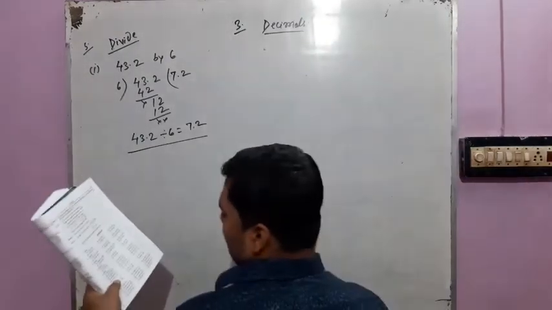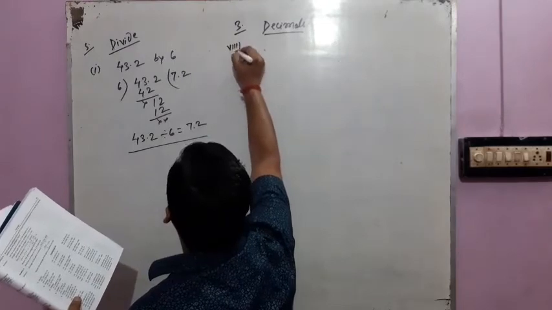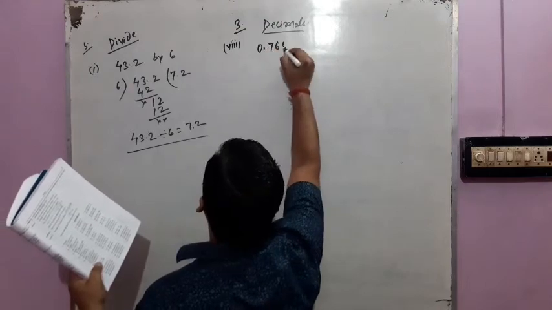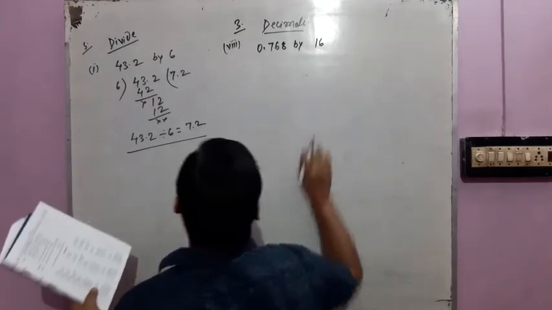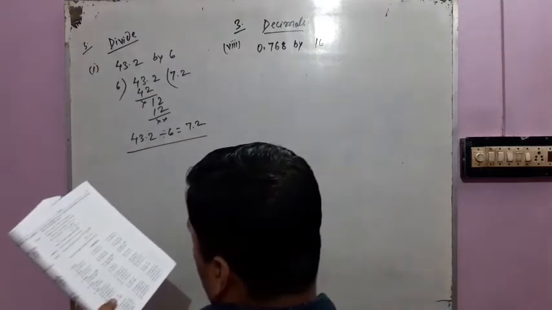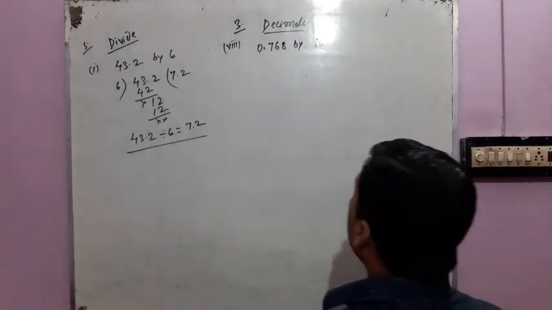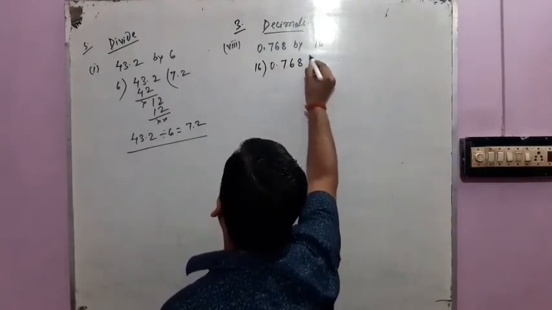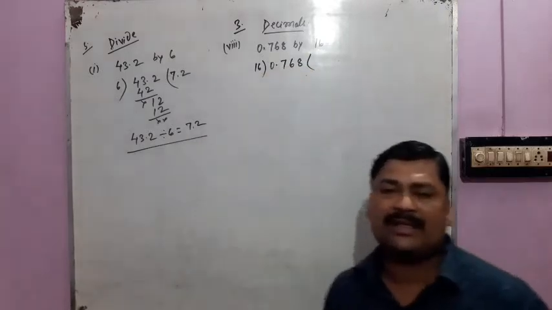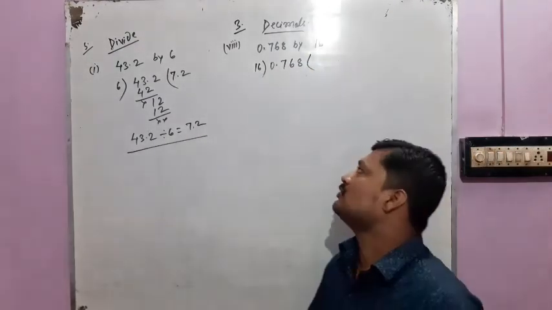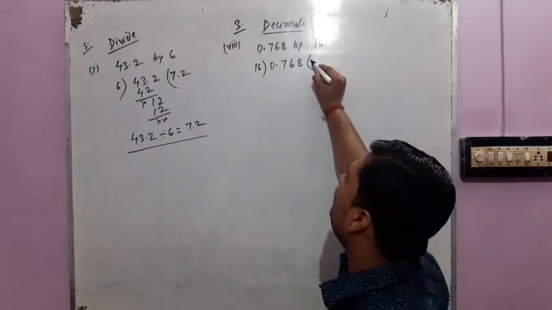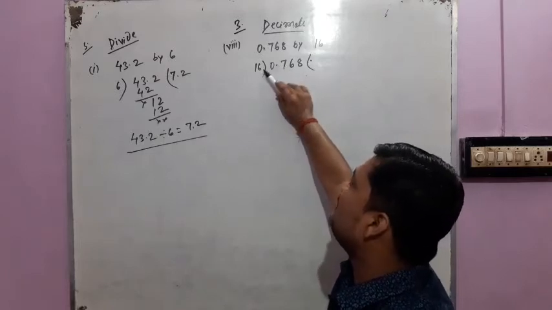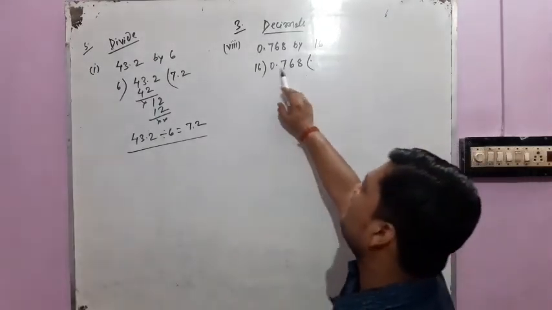Now look at one more question here. Question number 8. 0.768 by 16. Now look at this, students. First we take 16 as the divisor. Now 0.768. Before the decimal here there is no digit, so we have to take the digit after the decimal. So first we put a decimal here. Now after the decimal, is the first digit divisible by 16? No. The first digit is not divisible by 16.